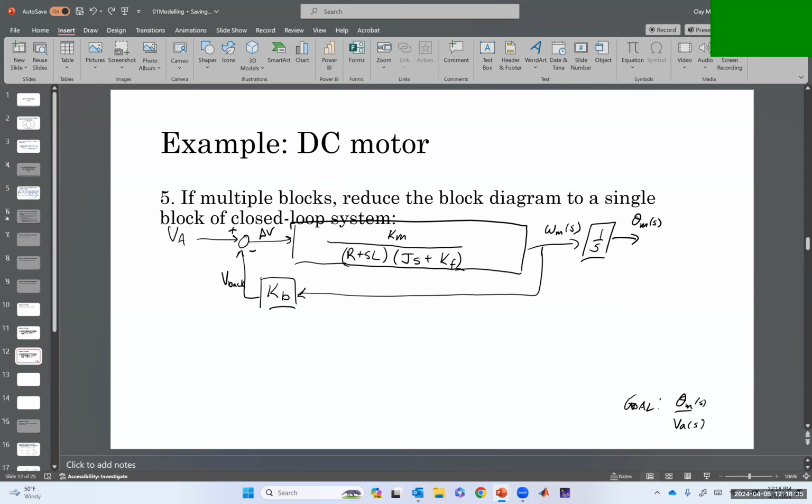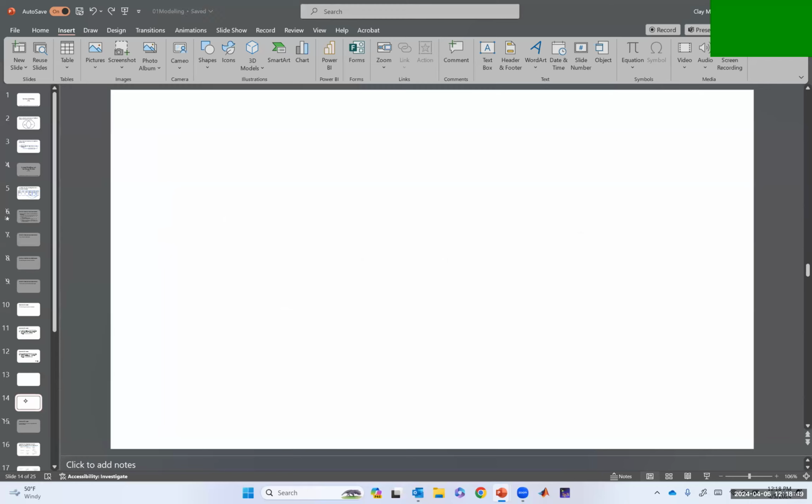So remember, what we're after is a big box around the whole thing. And we can't take the 1 over S and simplify it. So we need to try and simplify the feedback loop. That is so important that it gets its own blank slide. So, sidebar here: what happens when we have a system that looks like this?